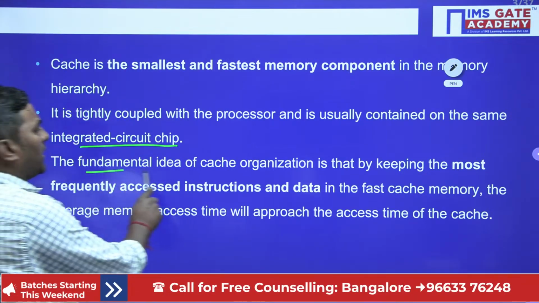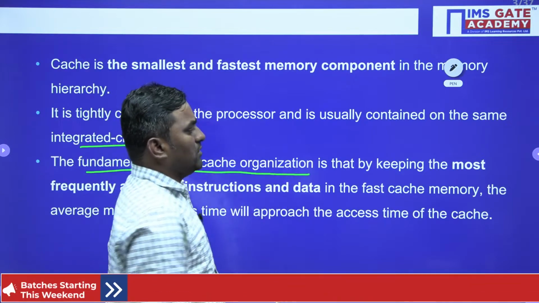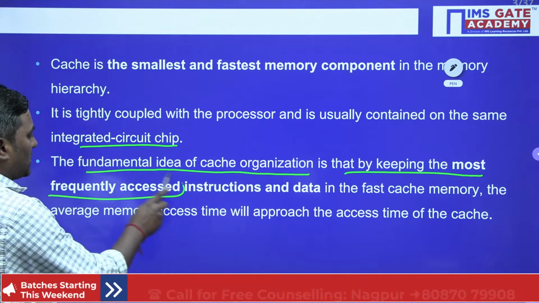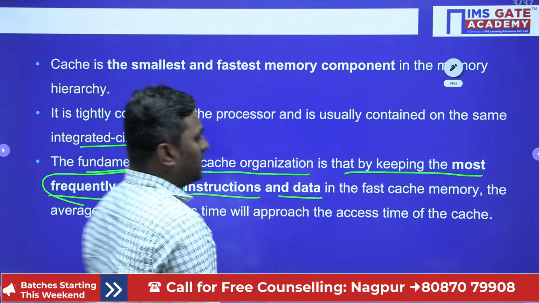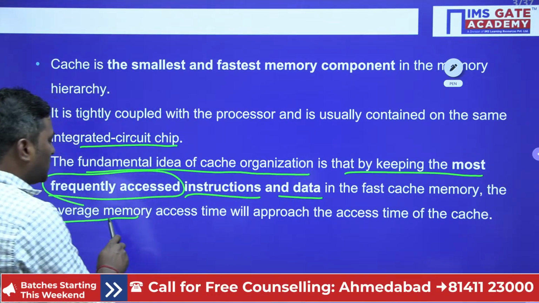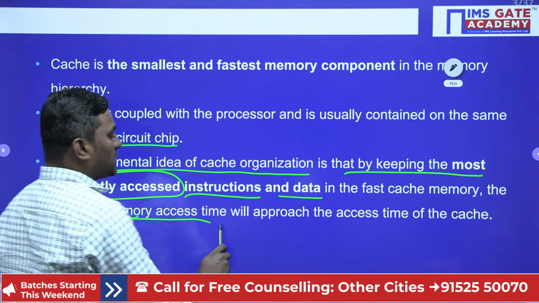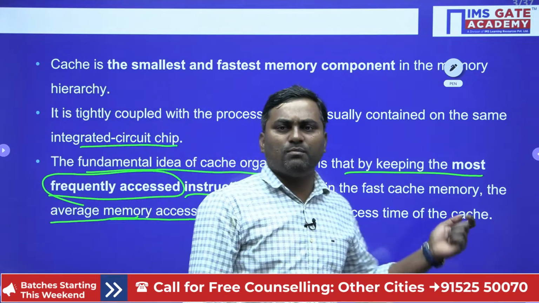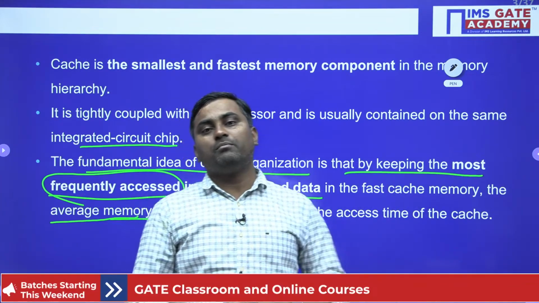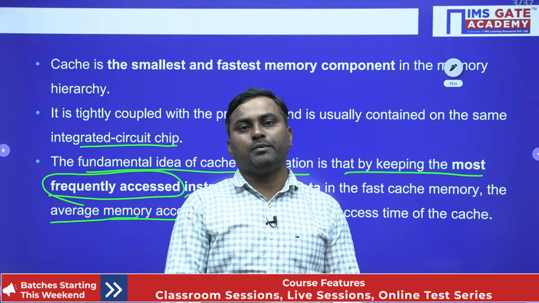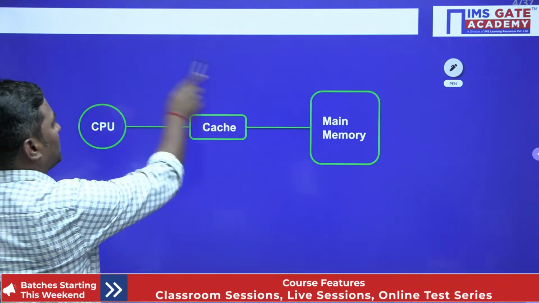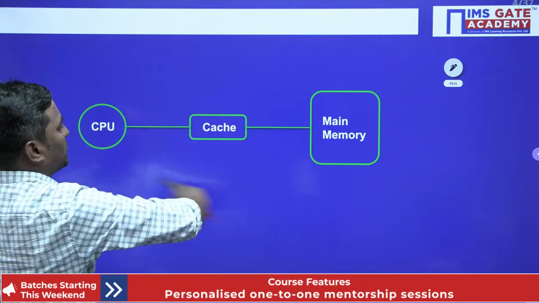The fundamental idea of the cache organization is to keep the most frequently accessed instructions and data in the fast cache memory. What is the advantage? The average memory access time will approach the access time of the cache. It is just approaching the access time of the cache memory. That is the advantage of the cache memory. Understand? You can visualize the presence of the cache memory, but it is part of the CPU only.